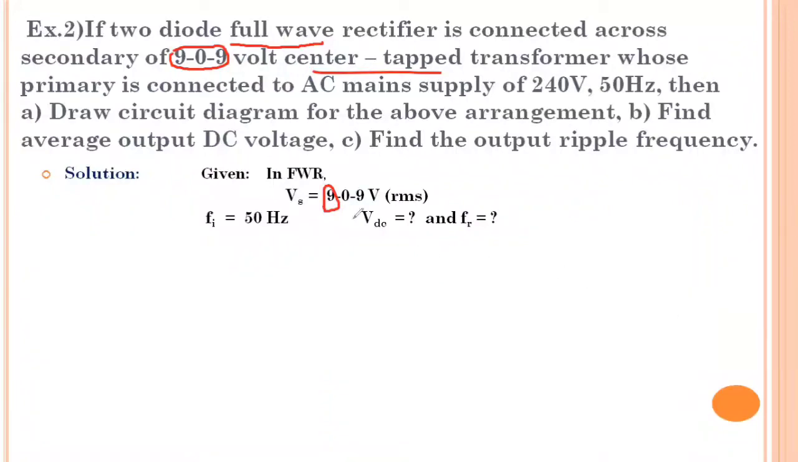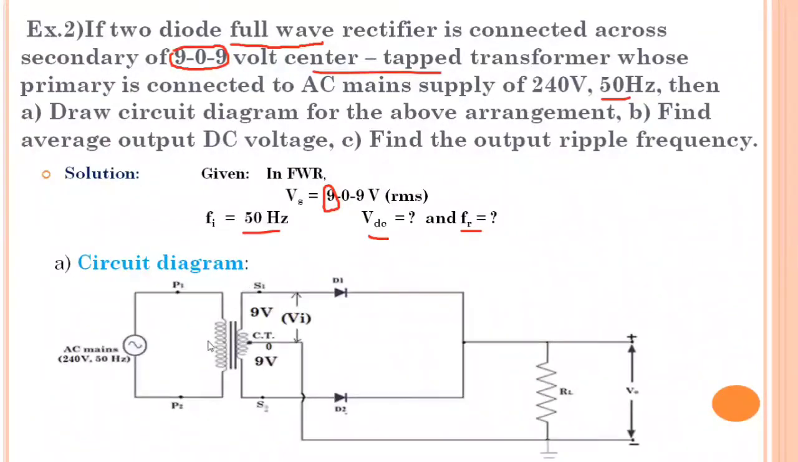We are given the frequency of input AC as 50 hertz. Then we have been asked to find the DC output voltage and ripple frequency. We'll go now one by one, with the first step being to draw the circuit diagram.